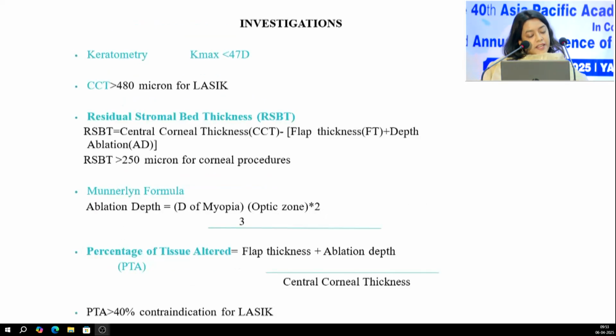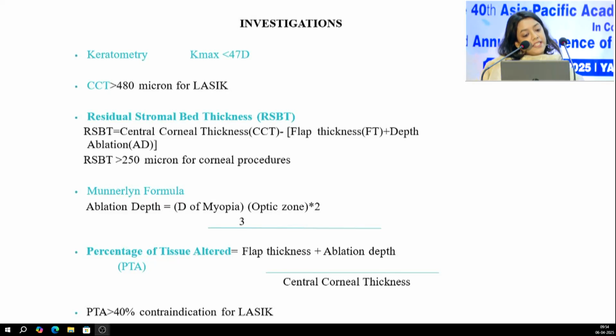And now to find out if the patient is fit for cornea-based refractive surgery, most important are the investigations. 4 parameters are very important. First, we have to see that Kmax should be less than 47 diopters. CCT or the thinnest point thickness should be at least more than 480 microns.